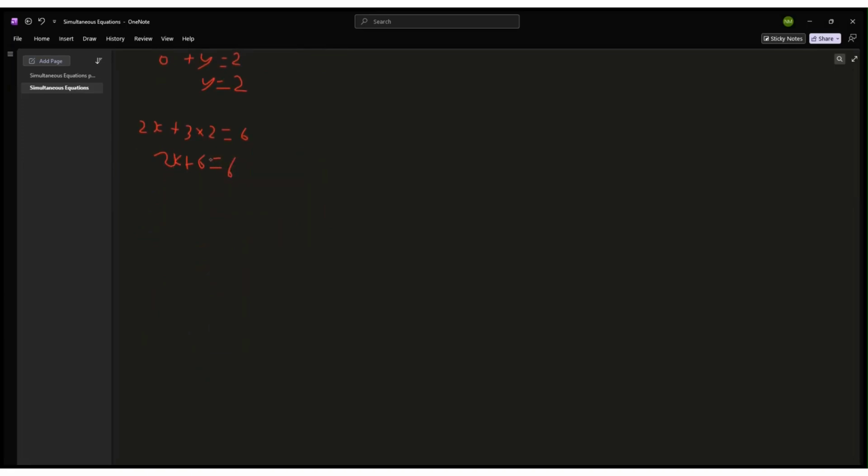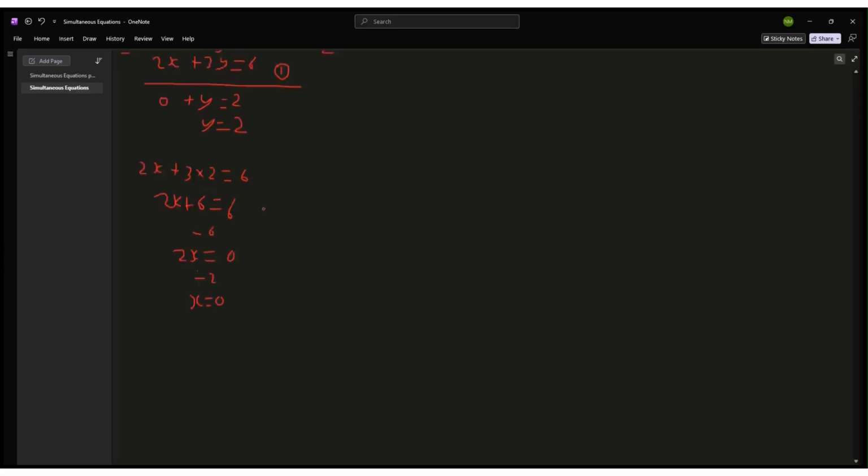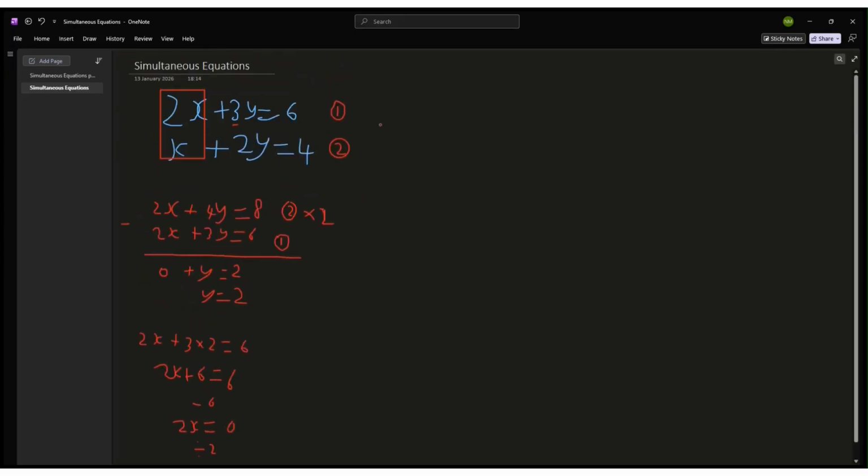Now we want to get rid of the numbers, so there's only numbers on one side. So what we'll do is take away 6, and therefore we get 2x equals 0. So we got rid of the number and we only have the x term. Then we divide both sides by 2. That gives us x is equal to 0. So we have a solution: y is equal to 2 and x is equal to 0.